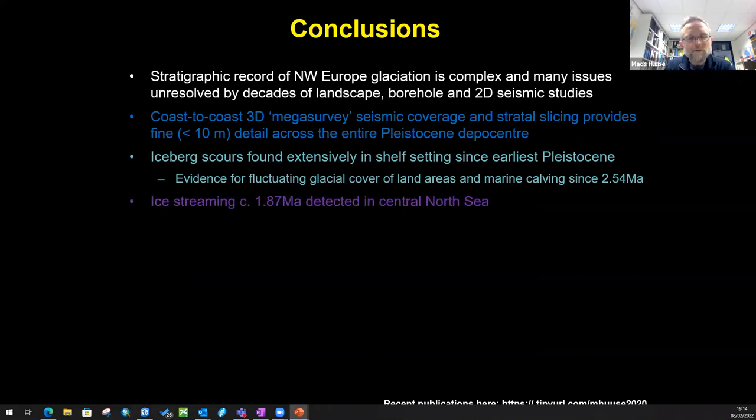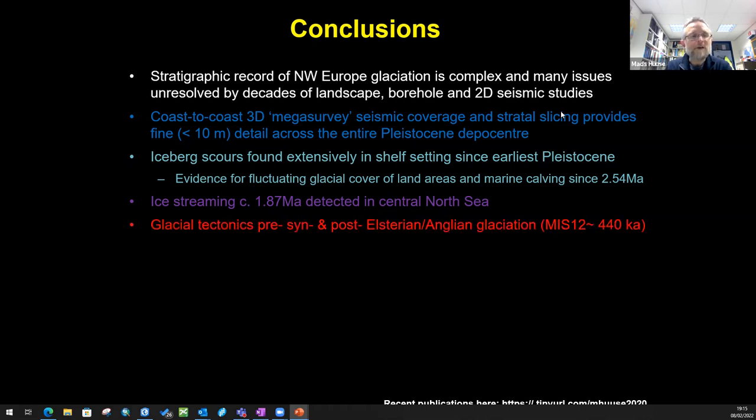The ice streaming started at 1.87 million years, and it wasn't just a single occurrence, there were multiple events, suggesting both British and Norwegian ice sheets coalesced in the Central North Sea since at least 1.87 million years ago. Next point.